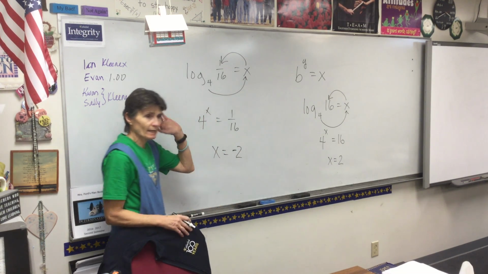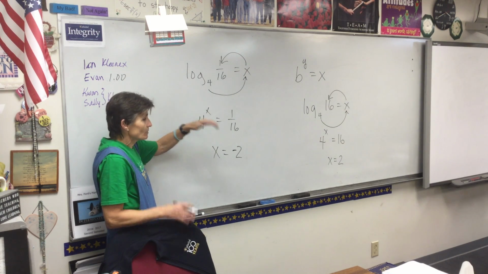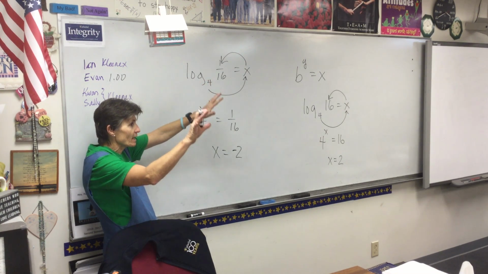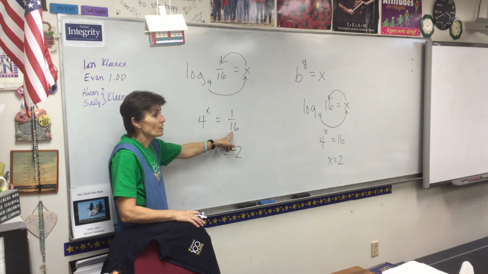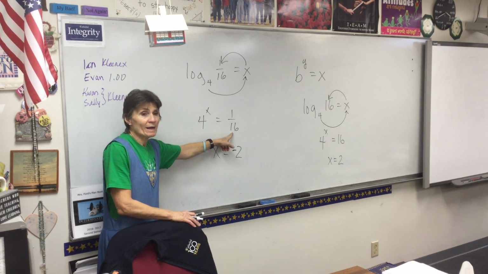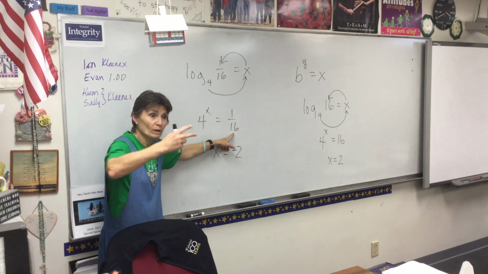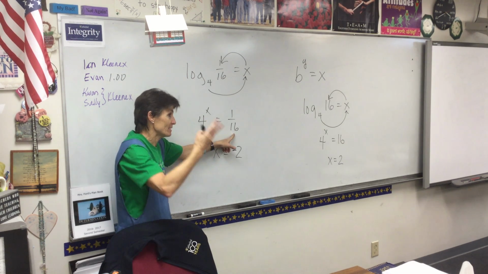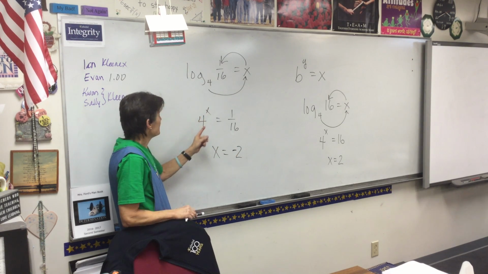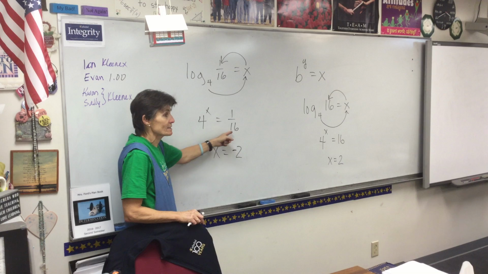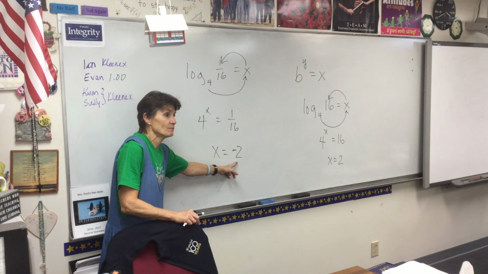This is a little, you really got to be thinking, folks. Even though it's Friday, first period, you want to get the heck out of here, you got to be thinking. This is 1 over. The only way to get 1 over is to flip, and you do that if you have a negative exponent. So I know whatever x is, it's going to be negative. Since I'm going from a 4 to a 16, it must be a negative 2.